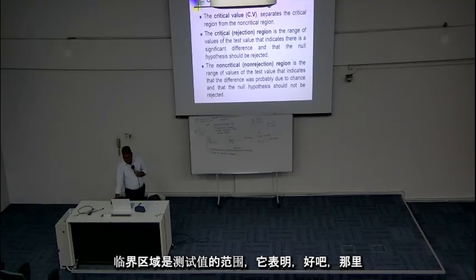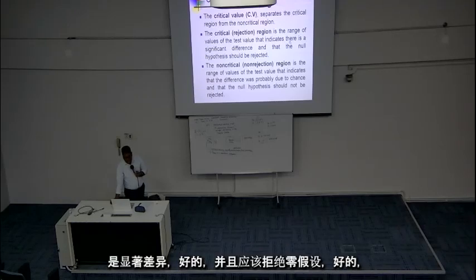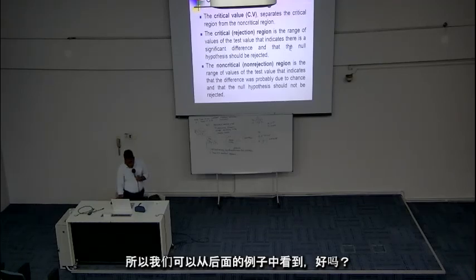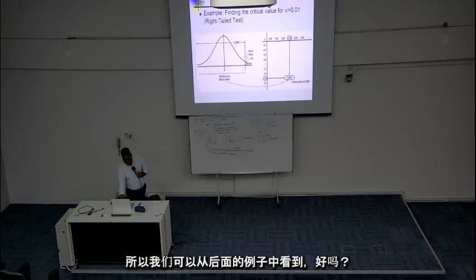The critical or rejection region is the range of test values that indicates there is a significant difference and that the null hypothesis should be rejected. Okay, so we can see from the example after this.